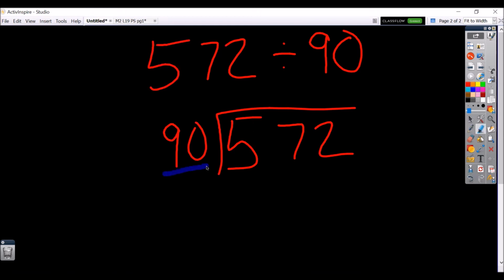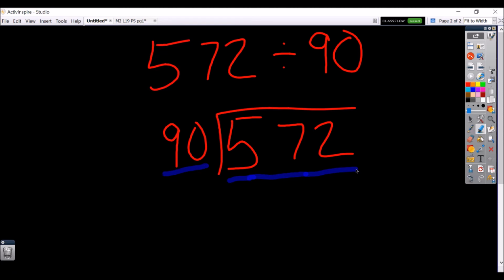Well, we're working with 90 or 9 tens. Can we take that out of 5? No, 5 is definitely less than 90. Let's go to the next digit. Can we take it out of 57? Well, 57 is still smaller than 90. So no, we can't do that. 572, we must have to take it from that because we can't take it from the first 2 digits.